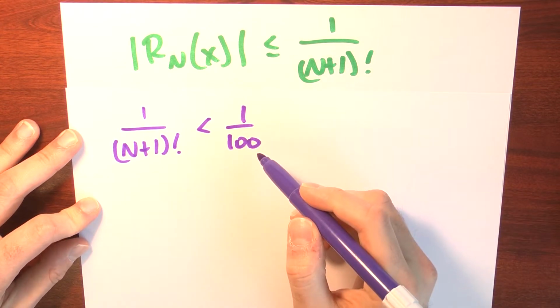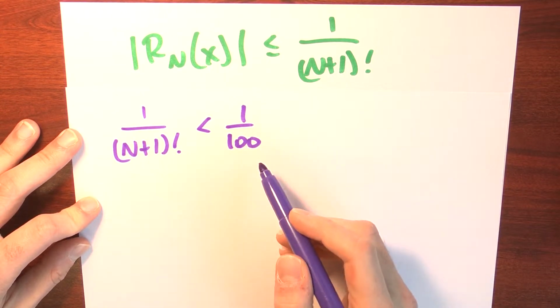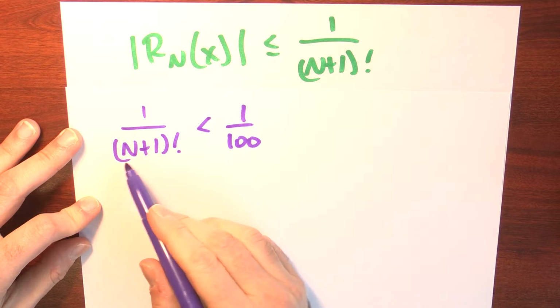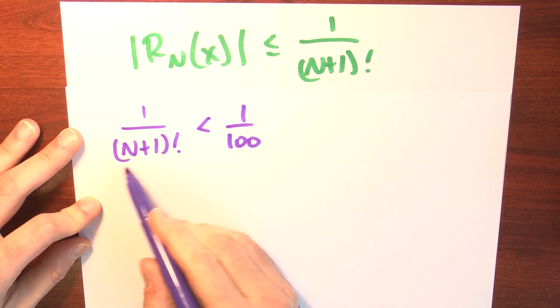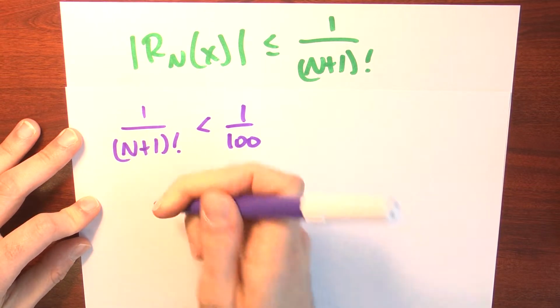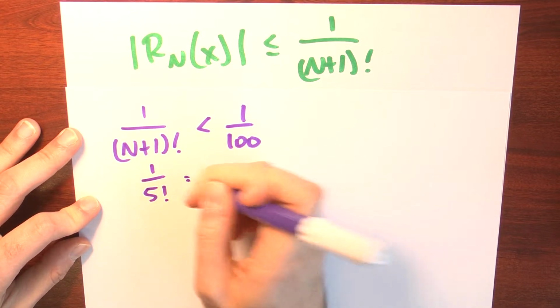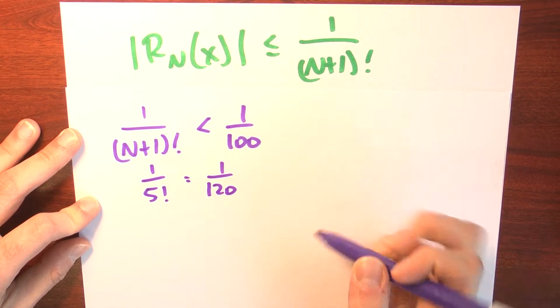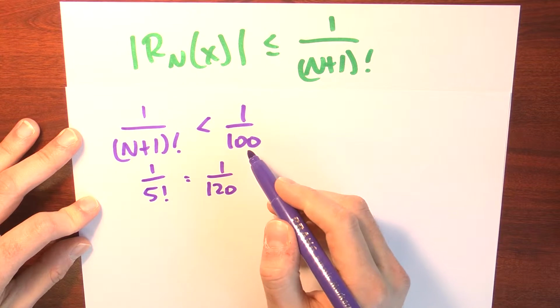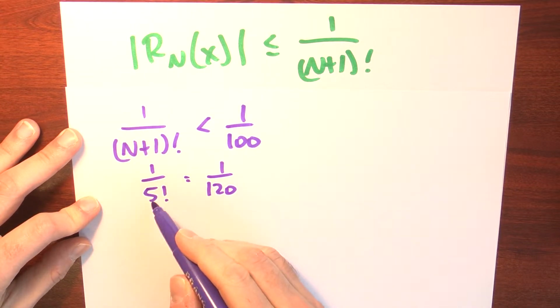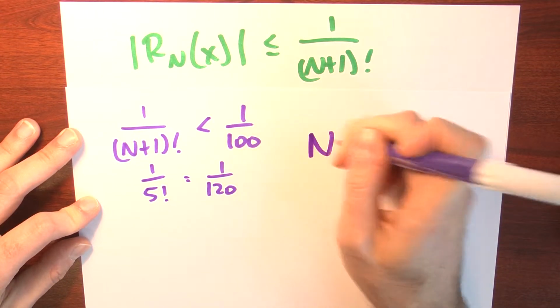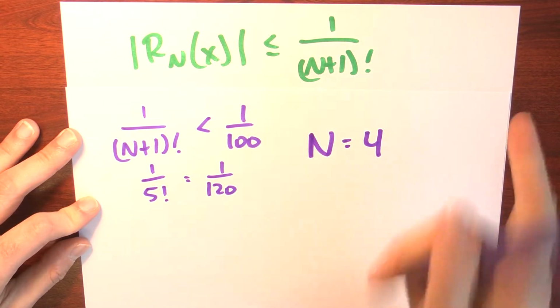Well, I know some factorials, right? I know that 4 factorial is 24, so 4 isn't a good choice for big N plus 1. But if this were 5 factorial, that'd be 1 over 5 factorial, and that's 1 over 120, and 1/120th is less than 1/100th. So if big N plus 1 is 5, that's surely good enough. So n equals 4 is good enough.